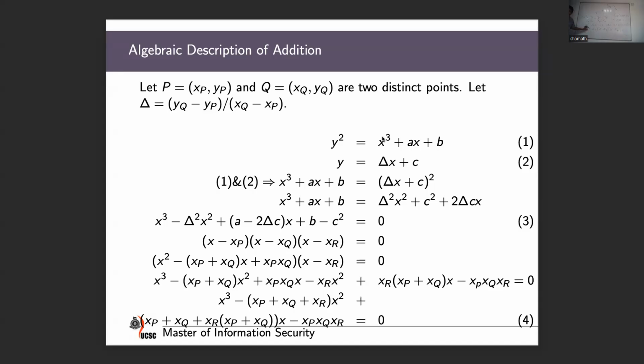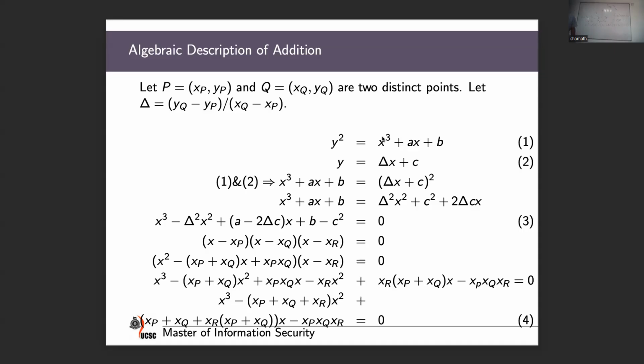If I plug in x_P here, this is 0. You don't care about the others; once this component is 0, the whole thing is 0. So x_P satisfies this equation, and it should satisfy the other equation as well. The same goes for x_Q. So essentially these two are the same up to a constant factor, since you can multiply the whole thing by a constant. Now I can expand this equation.